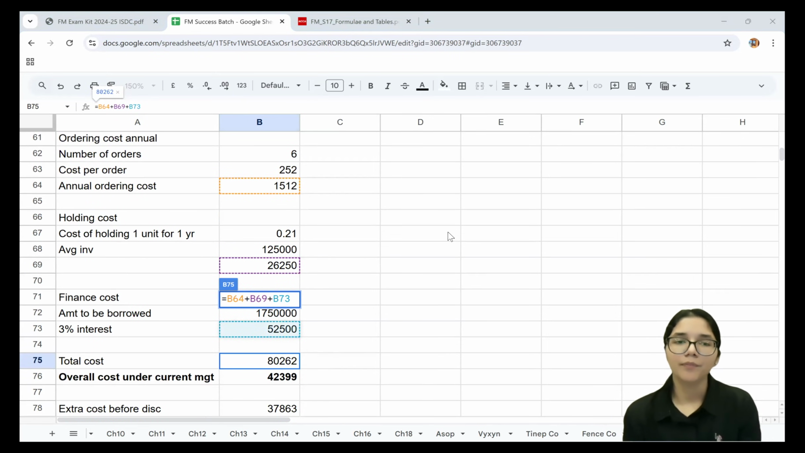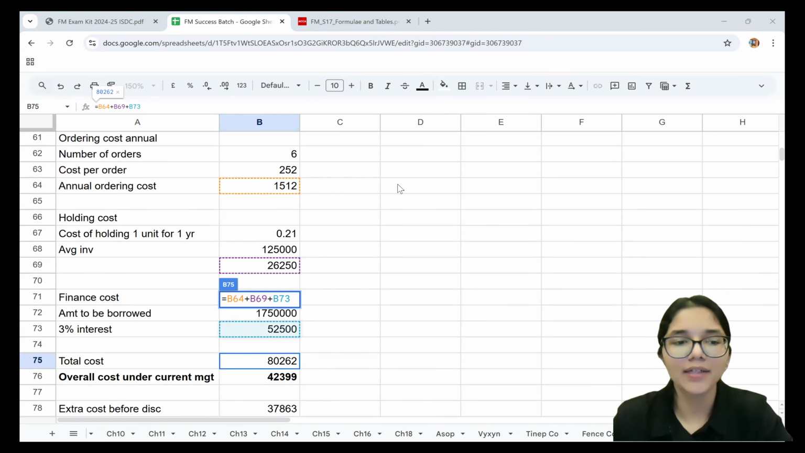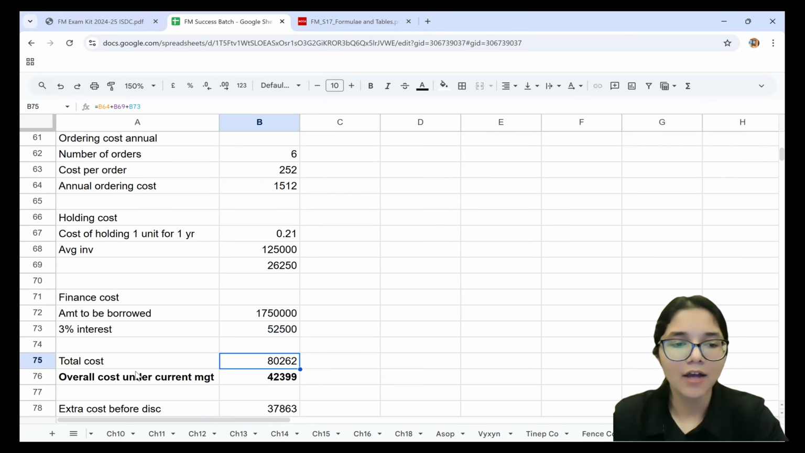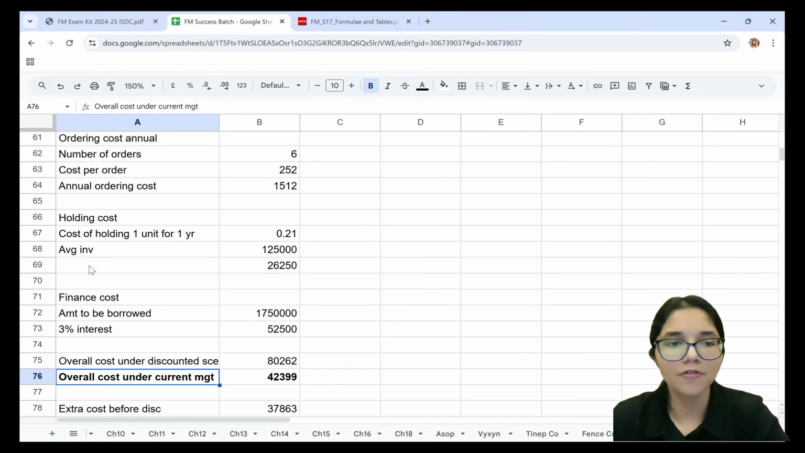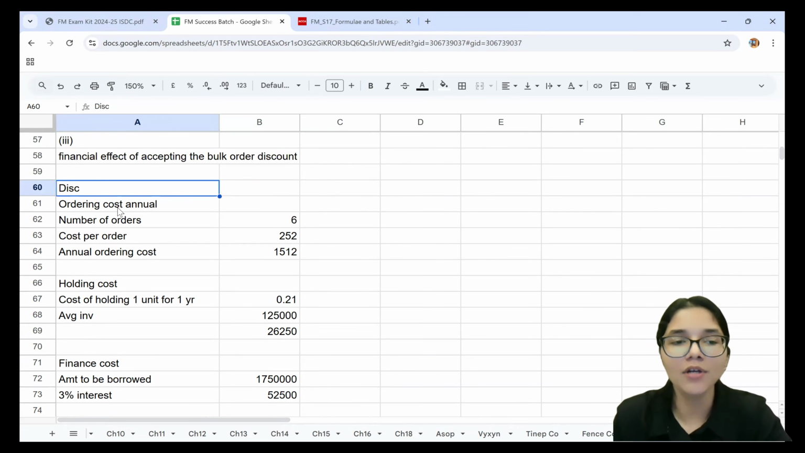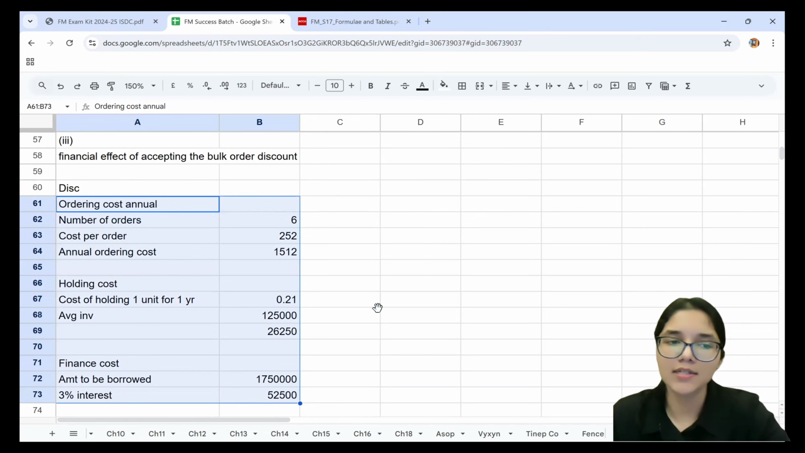So Bhargav, I'm just seeing how much will be my overall cost under the discounted scenario. So here with these workings, I started off with, if I go ahead with the discount, how much these three different costs are going to look like.